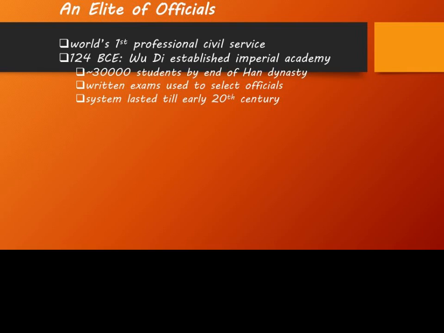There was an example of a pig farmer, I believe, who became an imperial advisor. However, as the exam required years of study, only those with access to enough wealth to educate their sons and let them spend time studying for the exam usually succeeded. So the system did favor the wealthy. About 30,000 students had entered into the civil service by the end of the Han Dynasty, and the written exams were used to select these officials, and it lasted until the early 1900s.